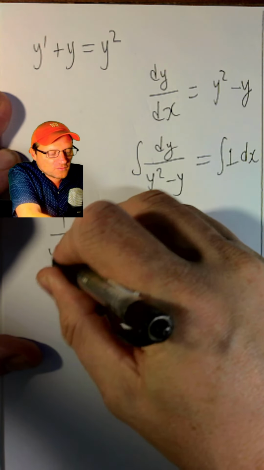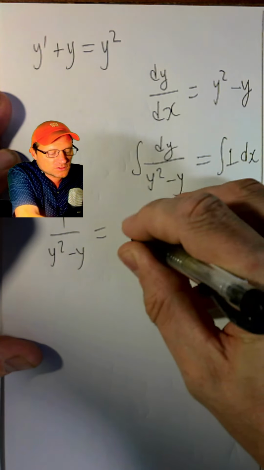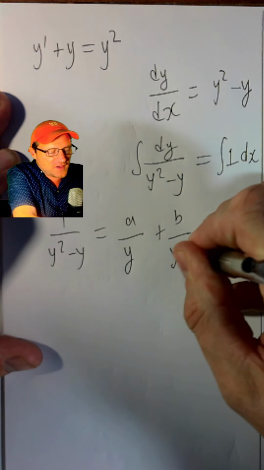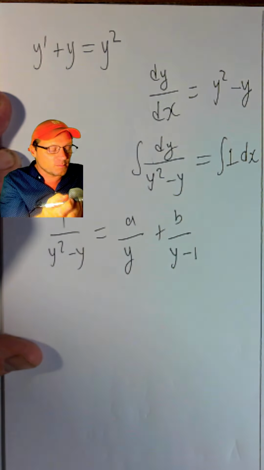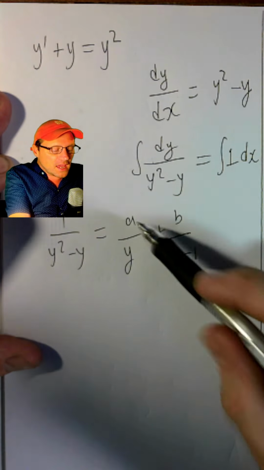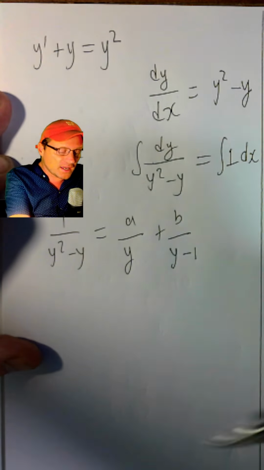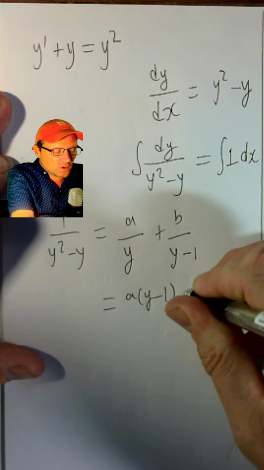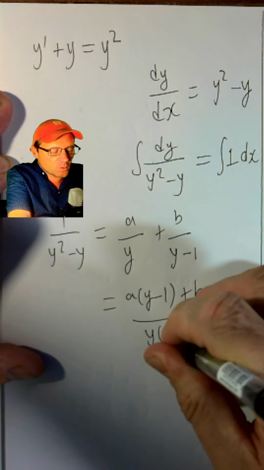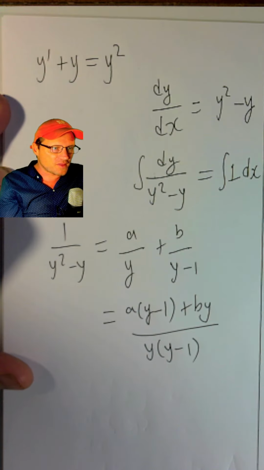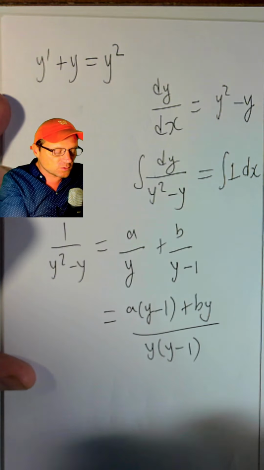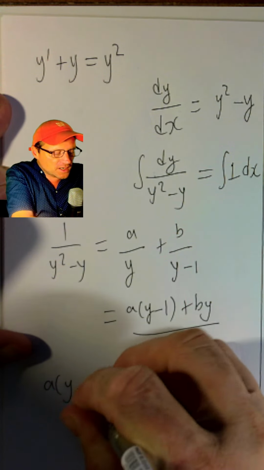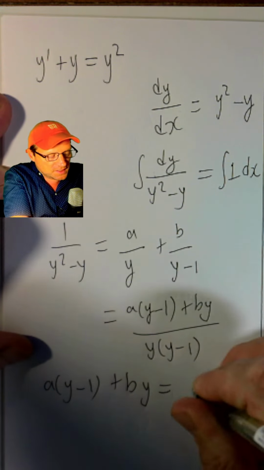Well, we set 1 over y squared minus y equal to A over one of the factors plus B over the other factor. And we've got to work out what the A and the B are. So we multiply A times y minus 1 and B times y, add those two together. So in other words, we put this back together: A times (y minus 1) plus B times y, over y squared minus y. Now that numerator there has to be equal to 1 if we're to find the A and B. So we have A times (y minus 1) plus B times y equals 1.